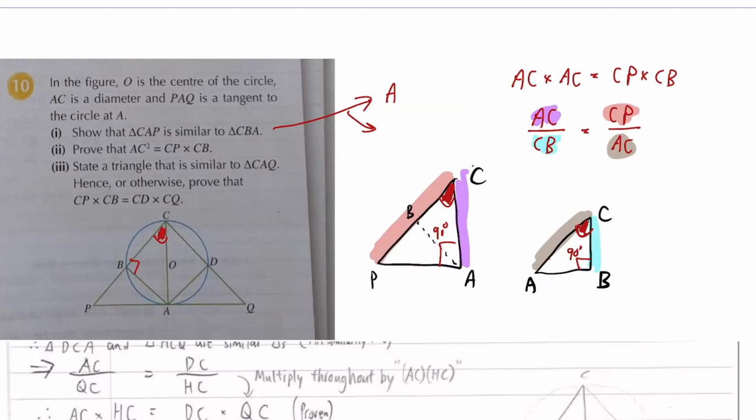I'll leave you to read the solution on your own. I'll write it nicely, then you can go and read. Part 3, state a triangle that is similar to triangle CAQ. Let's see.